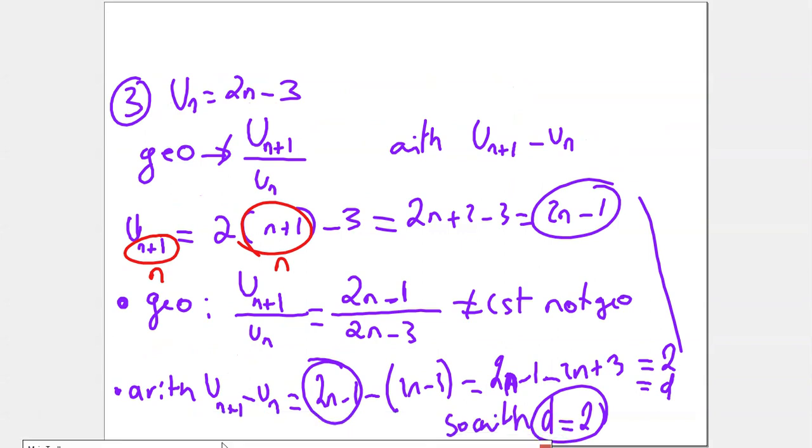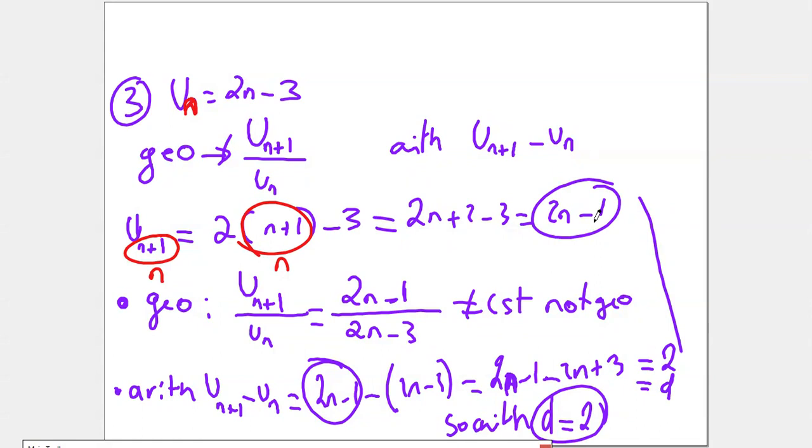Now here, 3. If I want to see un is equal to 2n minus 3, is it arithmetic or geometric? So for geometric, I need to do un plus 1 over un. And for arithmetic, I need to do un plus 1 minus un. So let's start by finding first un plus 1. It means I'm replacing n here by n plus 1. So it's going to be 2 times n plus 1 minus 3. Then I develop, it will be 2n plus 2 minus 3. So it's 2n minus 1.